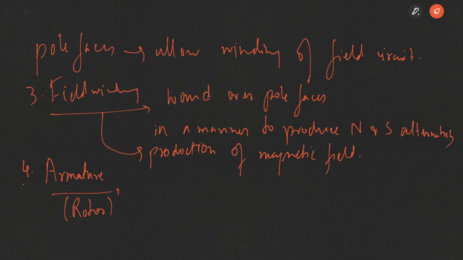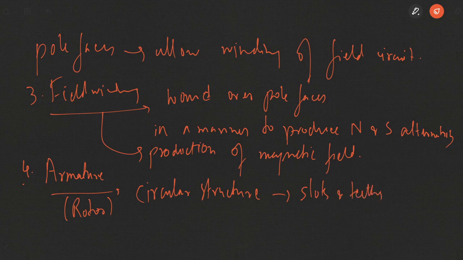So the armature is a circular structure and it consists of slots and teeth. Conductors are placed in slots and connected with each other to complete the circuitry.